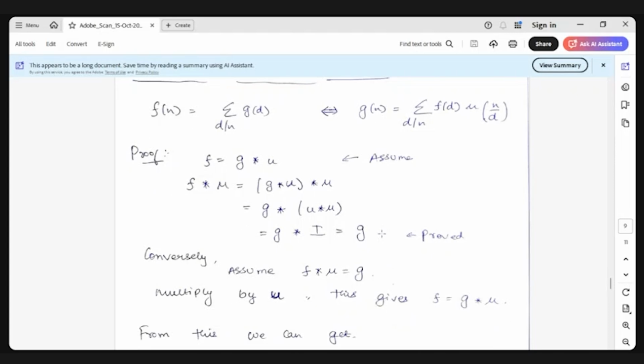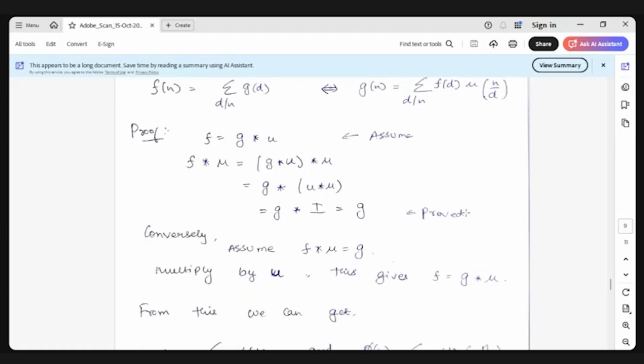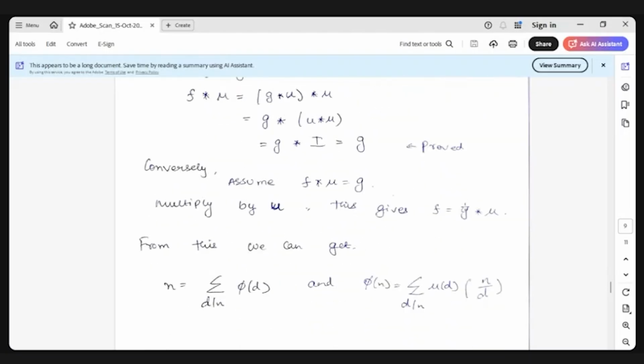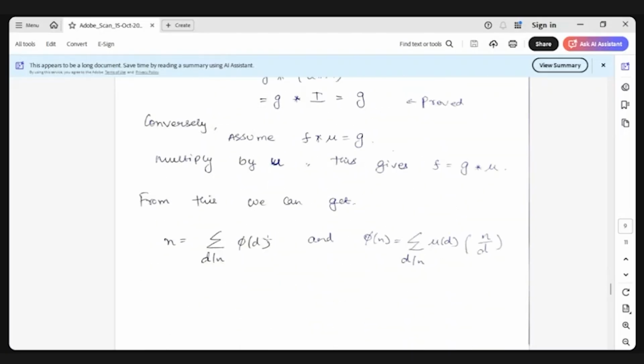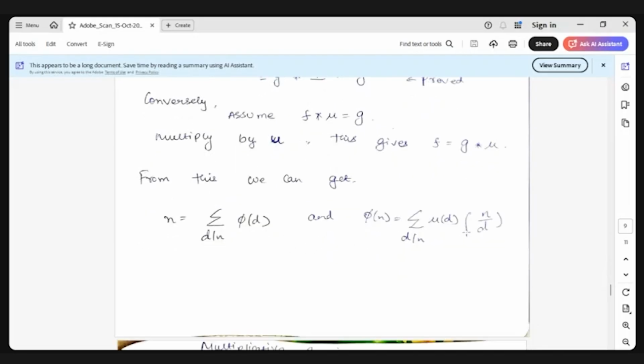So with f star mu equal to g, one can prove conversely also that f is equal to g star mu in a similar way, by multiplying with mu on the left and right hand side. So from this Möbius inversion formula, we can get n is equal to the summation over d dividing n of phi of d, and phi of n is equal to the summation of mu of d times n by d.